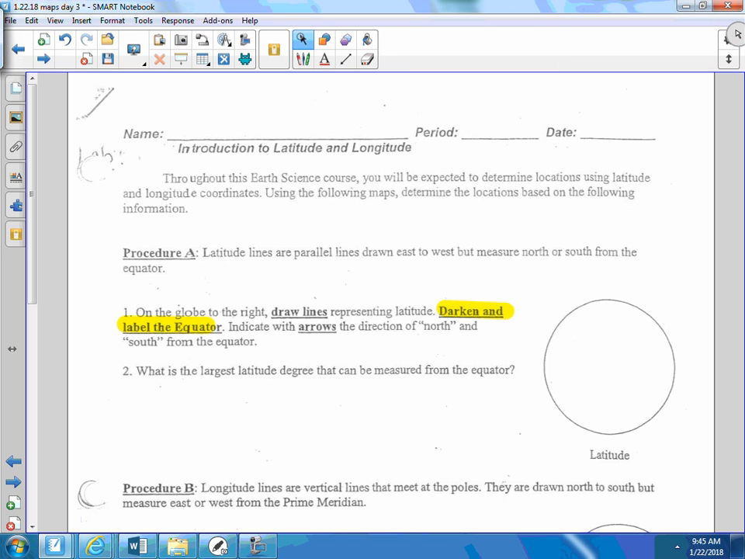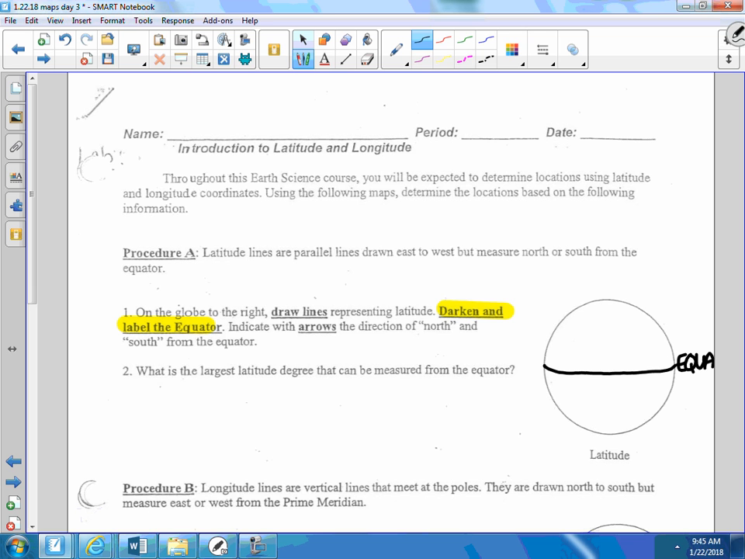So you're going to darken and label the equator, but you've got to be careful. Don't do it yet. I want you to darken it and label it like this. You're starting in the middle, and you're going to curve slightly up. So it's not a perfectly straight line. Why not? Why can't I use a ruler and make a perfectly straight line? What do you know about the Earth? It's a sphere. It's round, so you have to go with the curve. So you're going to label this the equator.